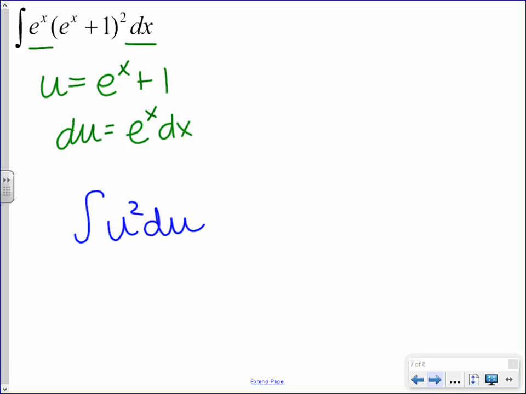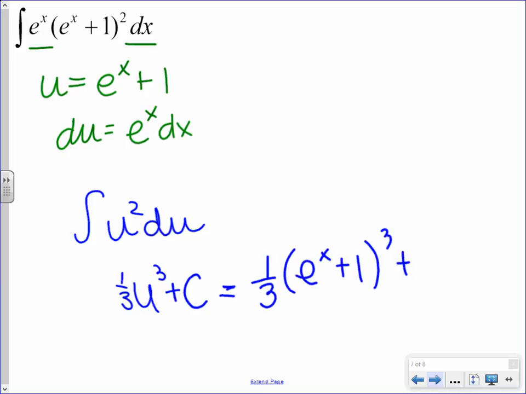Aaron, what's the antiderivative of u squared? 1/3 u to the third, and then, oh, plus c. Good, thank you. And then we can change it back to x's. So 1/3 e to the x plus 1 cubed plus c would be our final answer.